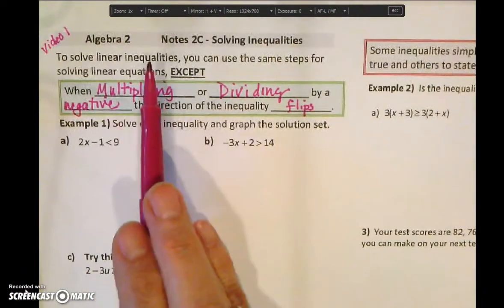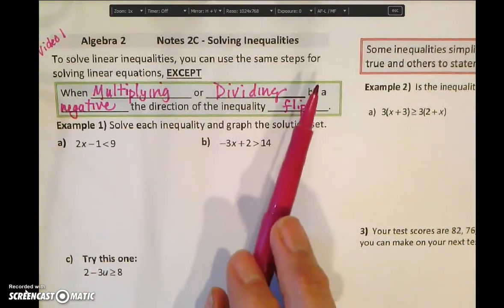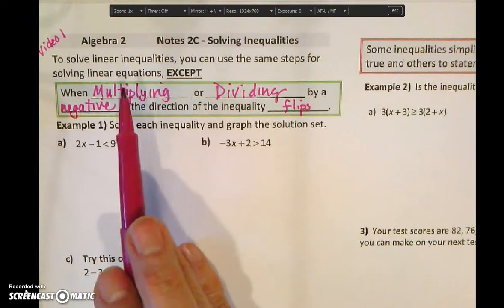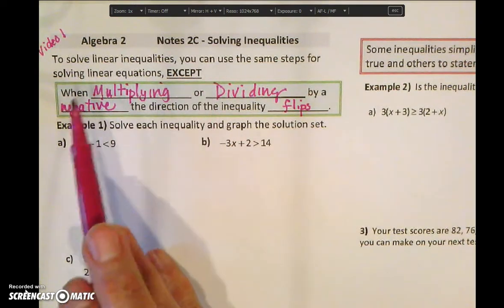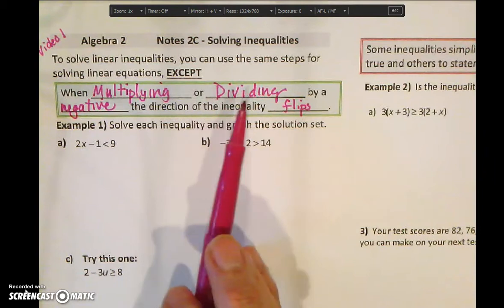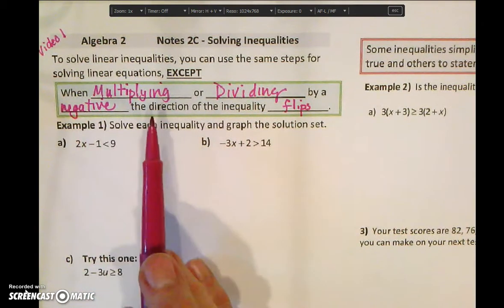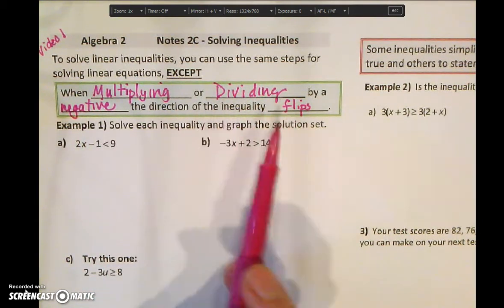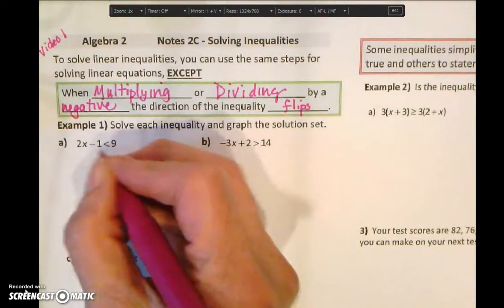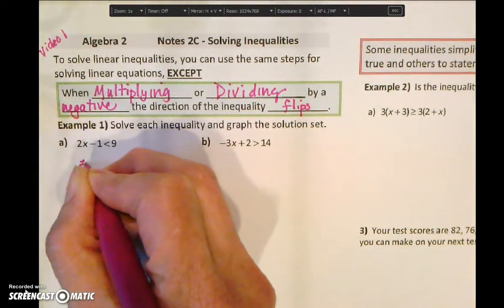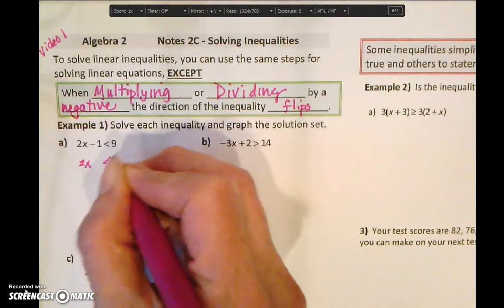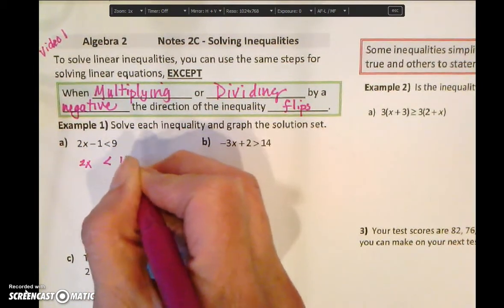So when we're going to solve linear inequalities, you can use the same steps as you do when you solve equations, except recall that when you're multiplying or dividing by a negative number, the direction of the inequality will flip. So here we're going to add 1 to both sides, and we'll have 2x. It's going to remain is less than. Add 1, I get 10.